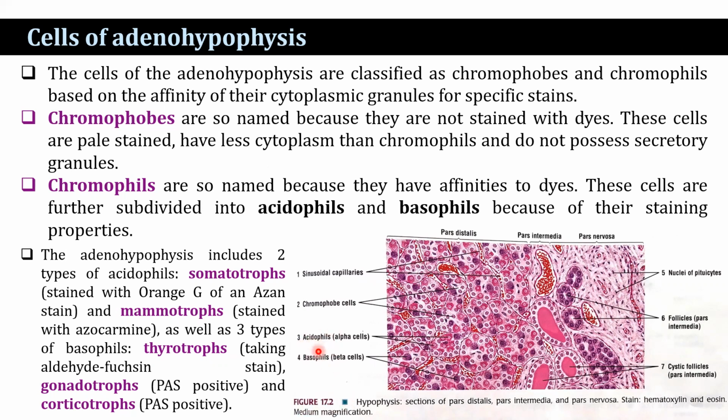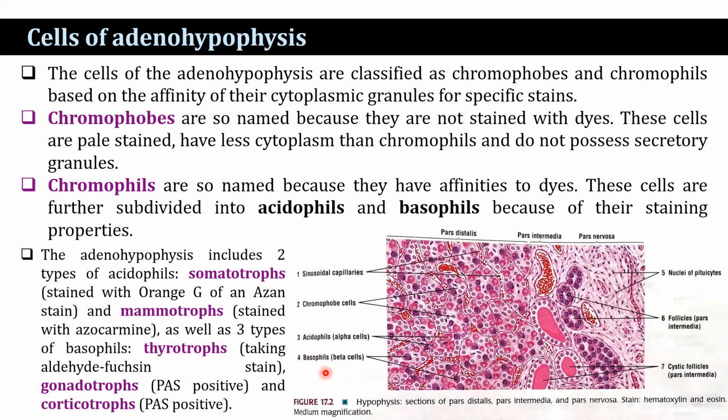The acidophil cells, also known as alpha cells, and the basophil cells, known as beta cells. The acidophil cells are again characterized into two categories: somatotroph cells, which basically stain with orange G stains, whereas the mammotroph cells are stained with azocarmine.